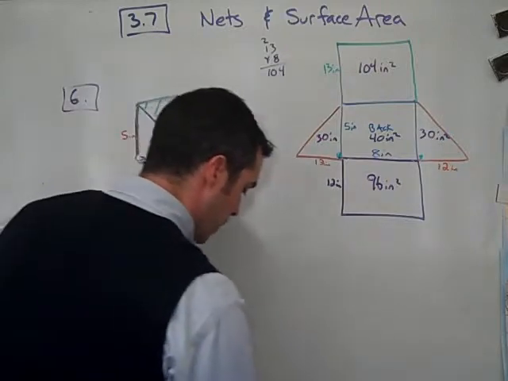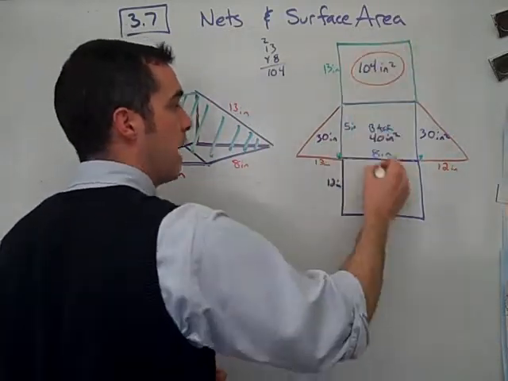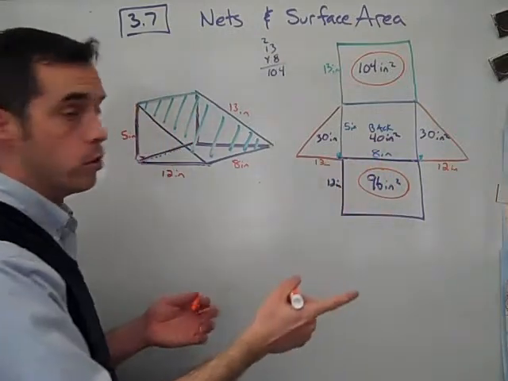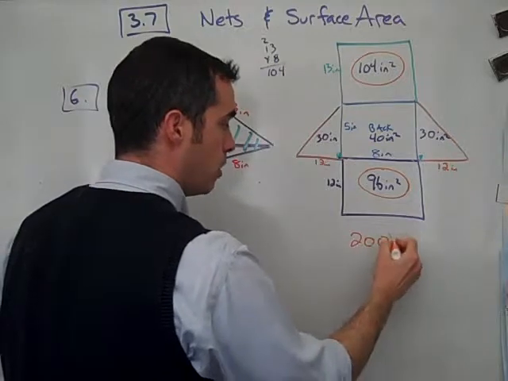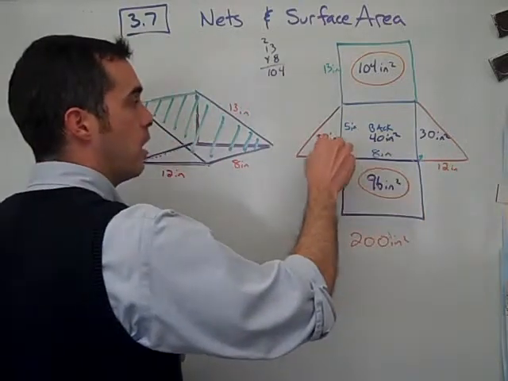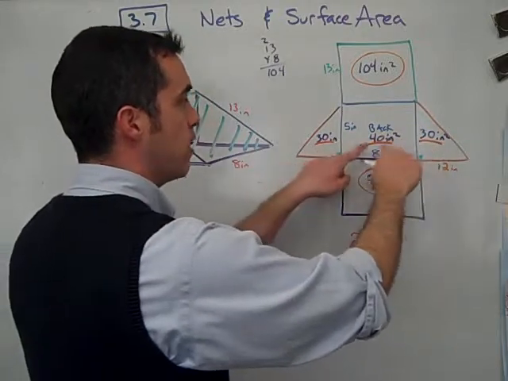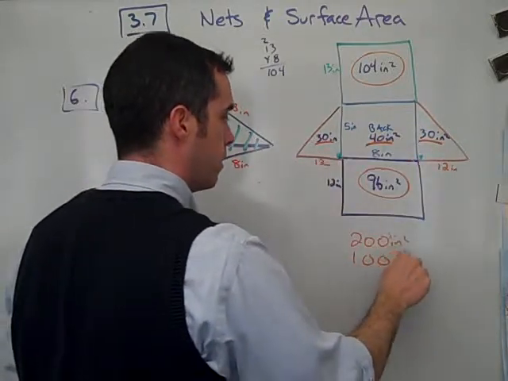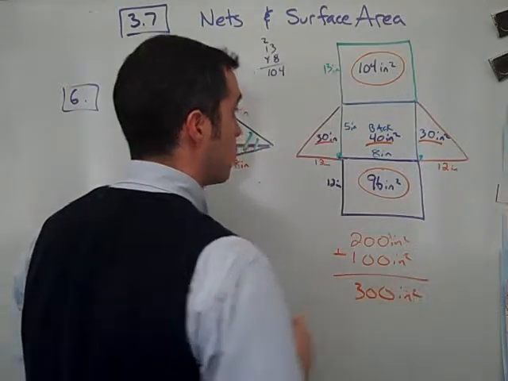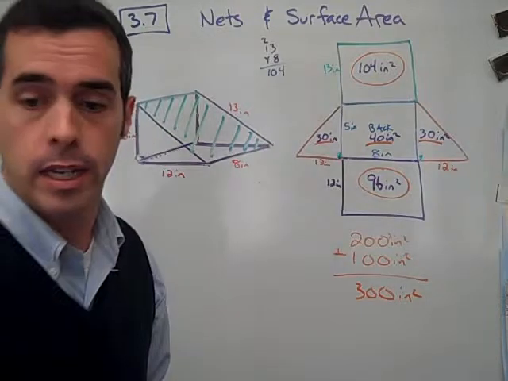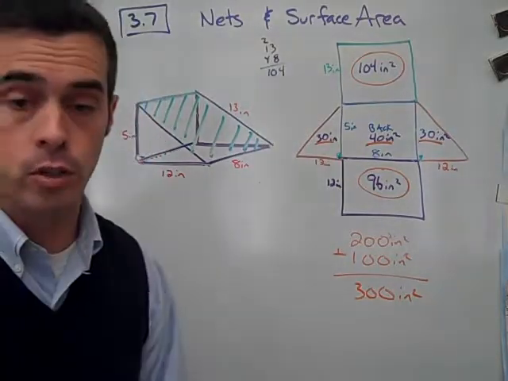And now we're going to add up all those together. So I have the 104 and the 96 gives me 200 inches squared. I've got a 30, and a 30 and a 40. 60 plus 40 is another 100 inches squared. And if you add those together, you get 300 inches squared. I'm not sure if that's the right answer or not, so I'll check the back of the homework to make sure. 300 inches squared. Okay.